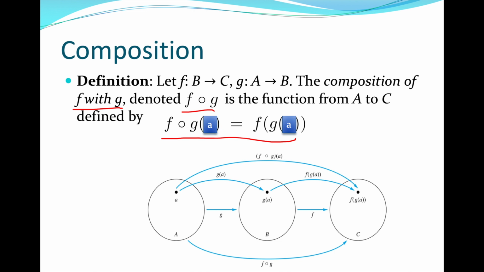Alright, so I continue with this part, composition. In here, we compose two functions together. Let's say the function f connects B to C, and function g connects A to B. So the composition of f with g, denoted by f ∘ g, is the function from A to C, and it is defined by this presentation: (f ∘ g)(a) = f(g(a)).